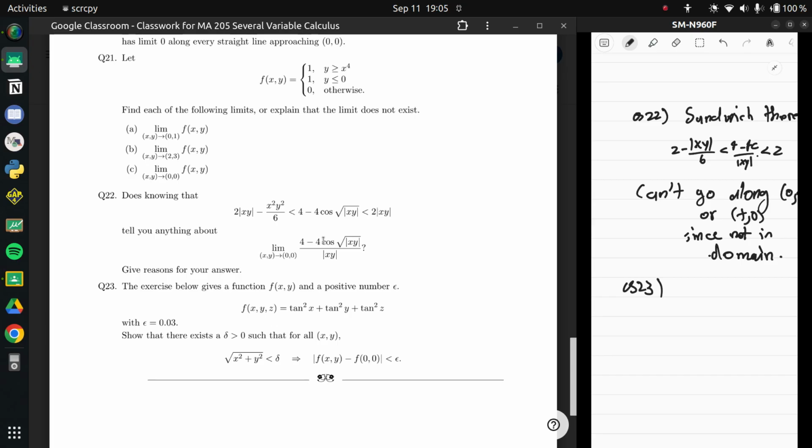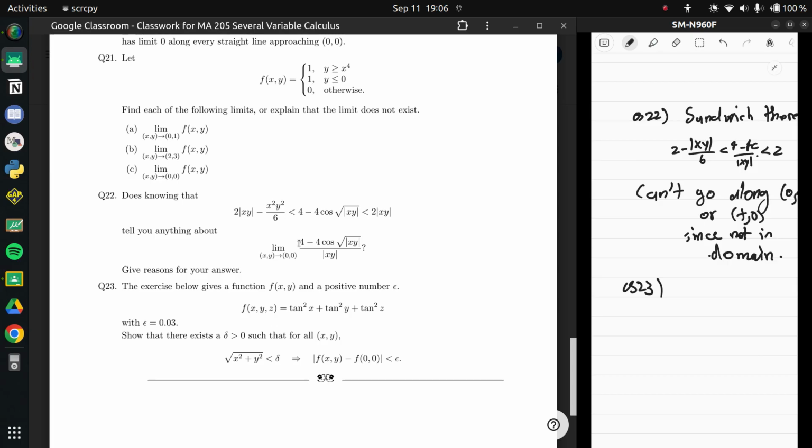The exercise below gives a function f of x, y and a positive number epsilon. But shouldn't it be something like, you set x to be 0? Okay, that actually is messed up. It's really messed up. So if none of them are 0, you can use these inequalities and show that, oh, this does exist. But okay, never mind.